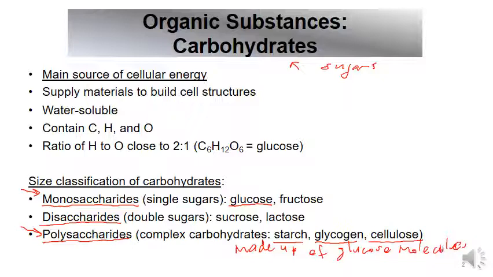Animal cells store glucose as glycogen. Plant cells store glucose as starch. And then cellulose adds more strength to the plant material, so that's also for plants. Okay, so again, what I want you to know: monosaccharide, glucose is an example. And for the polysaccharides, know that there's starch, glycogen, and cellulose. And know that glycogen is what's in our cells. We don't have starch in our cells. That's only for plant cells.